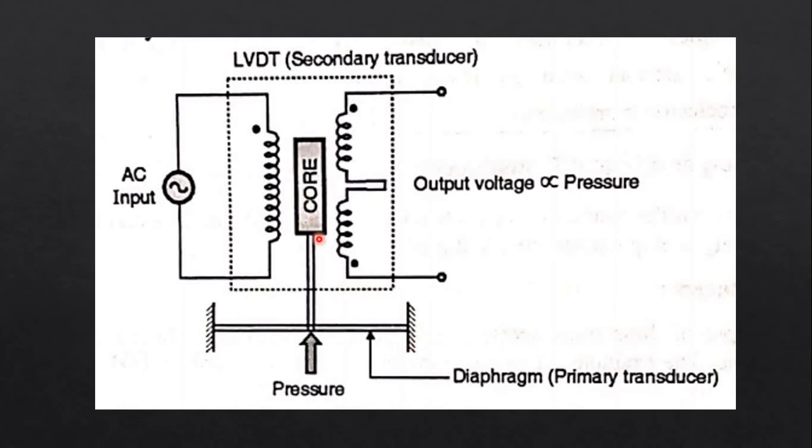And by moving this core, we can convert this mechanical energy, or mechanical movement, into an electrical output signal that is directly proportional to this pressure. So this is how we can convert energy from a physical quantity to a mechanical quantity using the primary transducer, and from a mechanical quantity to an electrical quantity using the secondary transducer.